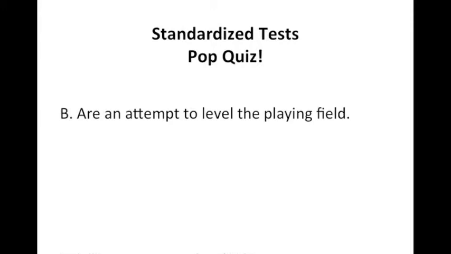B: they are an attempt to level the playing field. Any takers for B? Anybody want to speak to B? Gordon, your hand's up first, so I'm going to unmute Gordon. Gordon, you there? Hi, Gordon, are you there? Oh, no audio from Gordon. Gordon, do you have your microphone on? Nope. All right, anybody else want to speak to it? I can unmute you and you can give your thinking behind picking B.